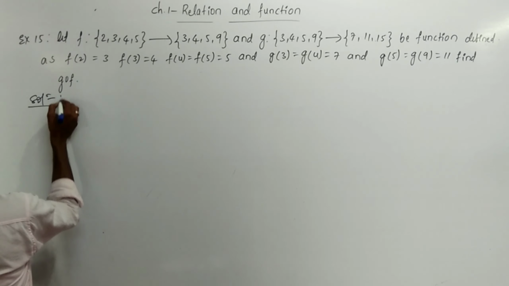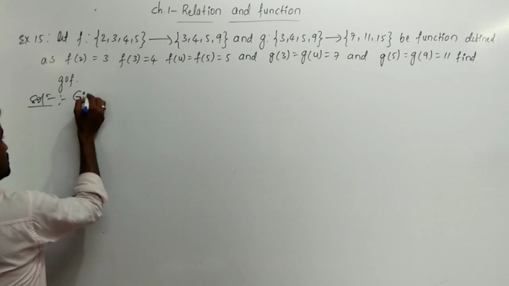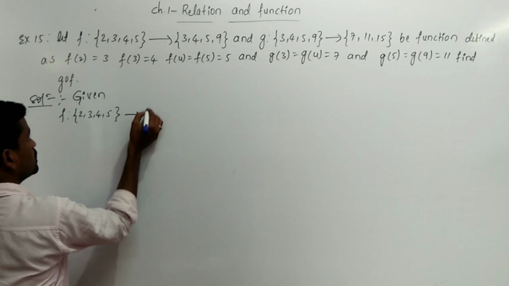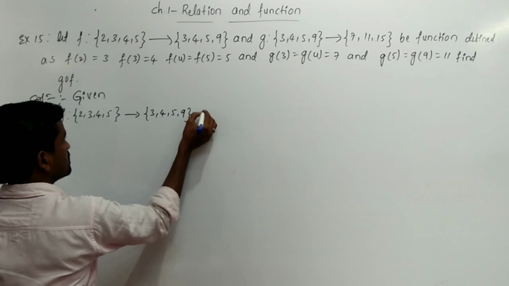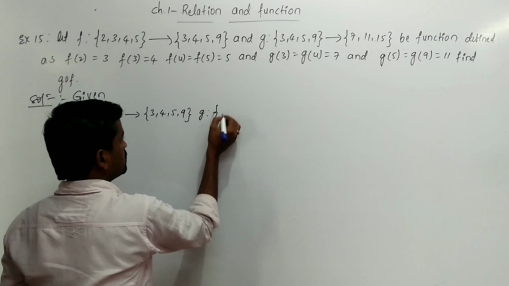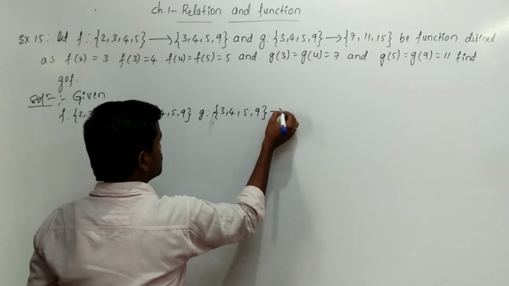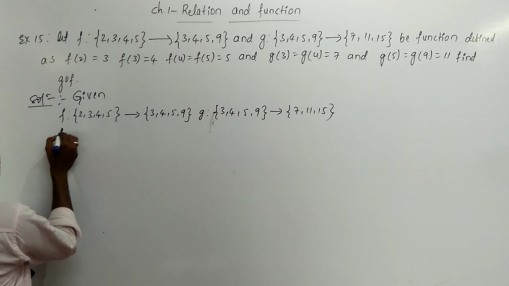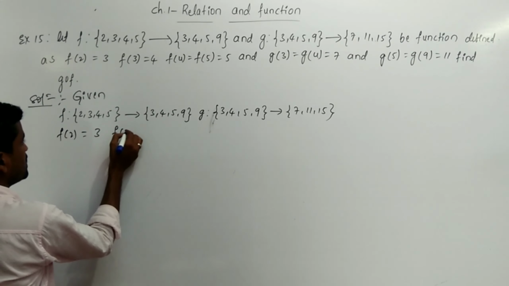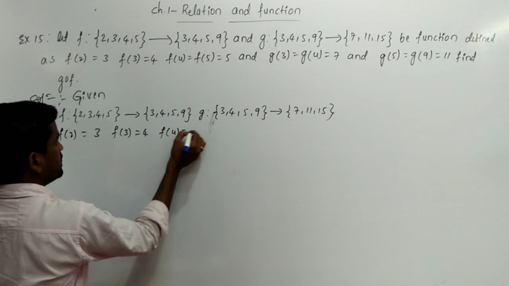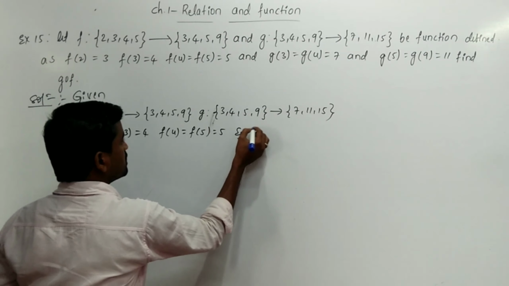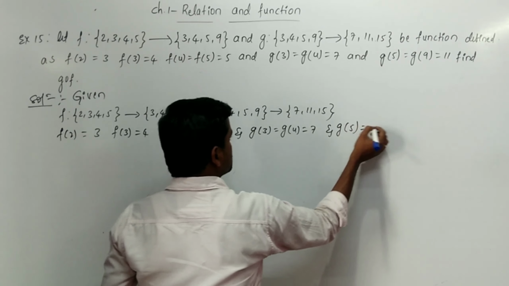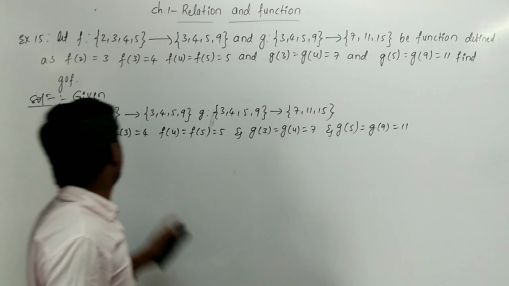Solution. Given f such that A = {2, 3, 4, 5} to B = {3, 4, 5, 9}, g such that B to C = {7, 11, 15}. The functions are defined as f of 2 is equal to 3, f of 3 is equal to 4, f of 4 is equal to 5 and f of 5 is equal to 5, and g of 3, g of 4 is equal to 7 and g of 5, g of 9 is equal to 11. Find g of f.